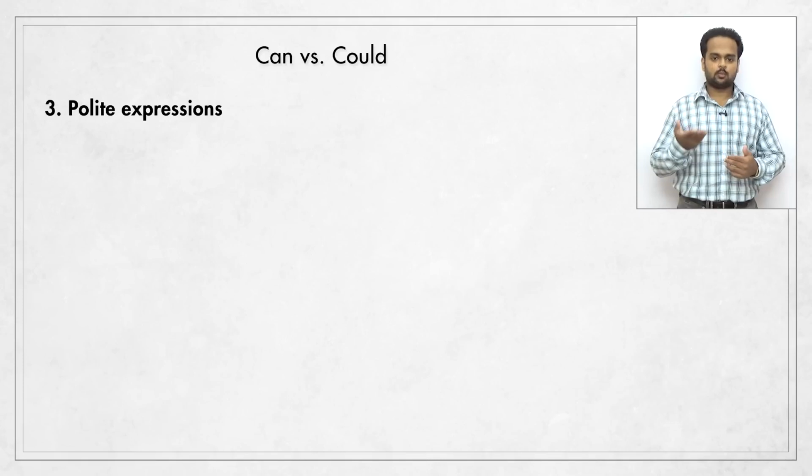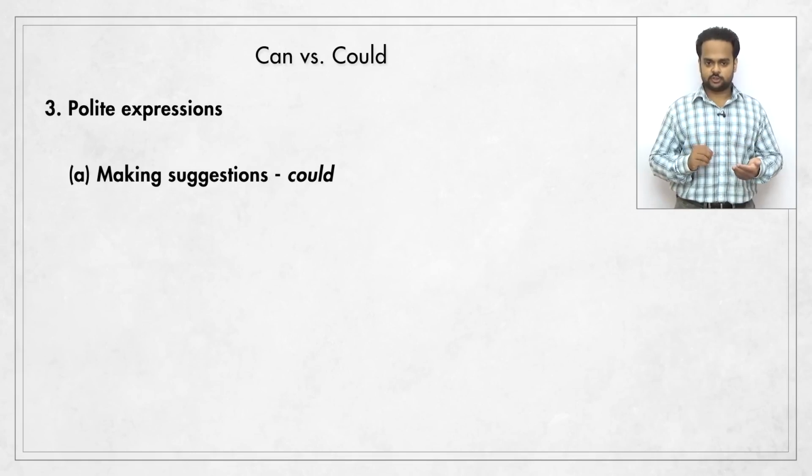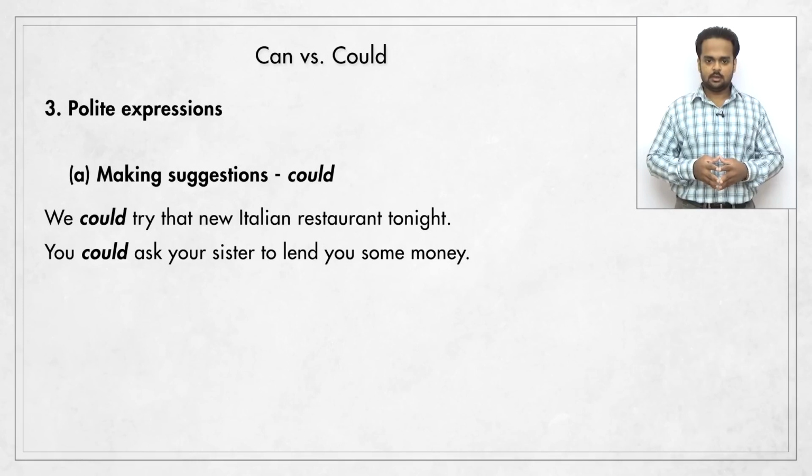All right, let's now move on to the final use of can and could, and this is in polite expressions when we talk to people. There are four situations that you need to know about. The first is making suggestions. For this purpose, we use could. Here are some examples. We could try that new Italian restaurant tonight. You could ask your sister to lend you some money.